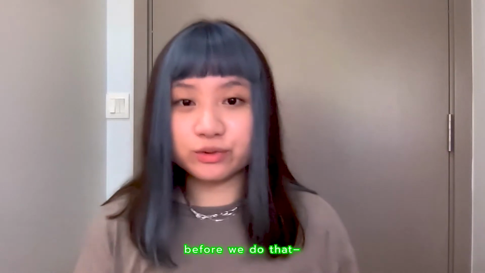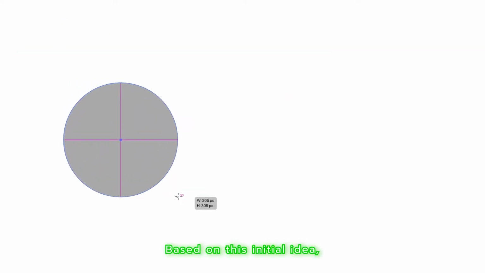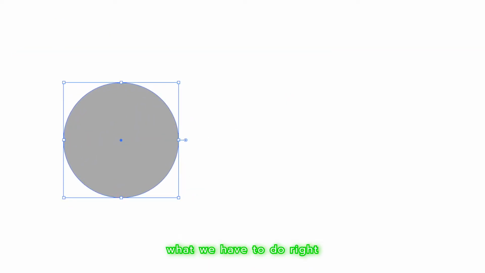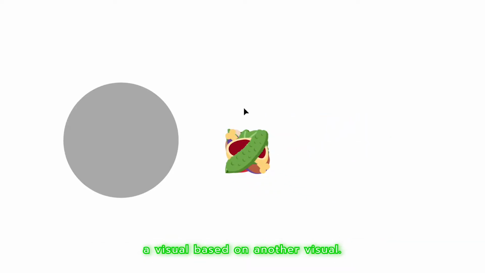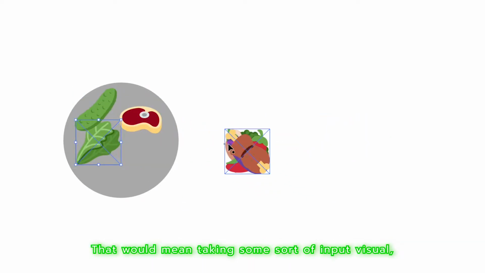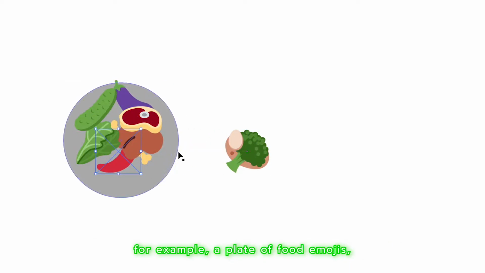But before we do that, based on this initial idea, what we have to do, right, is to essentially find a way to automatically generate a visual based on another visual. That would mean taking some sort of input visual, for example, a plate of food emojis, and turning it into an output, such as a real-looking plate of Caifan, as a kind of image-to-image mapping.